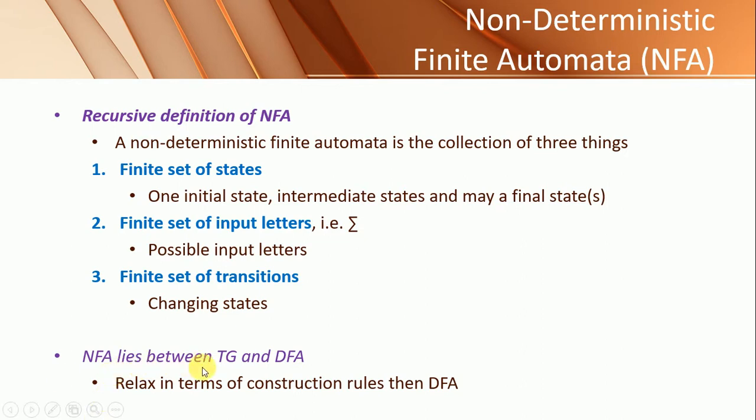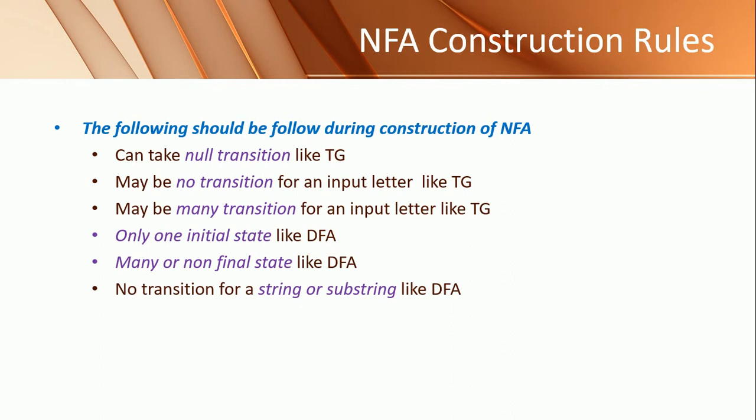The NFA lies between TG and DFA. Deterministic finite automata and transition graph: the transition graph is the relaxed form of NFA. So the NFA lies between a transition graph and DFA. The DFA rules are more complex and strict. The TG rules are more relaxed, and NFA rules lie between the DFA and transition graph. So in terms of construction rules, what are the rules for NFA?